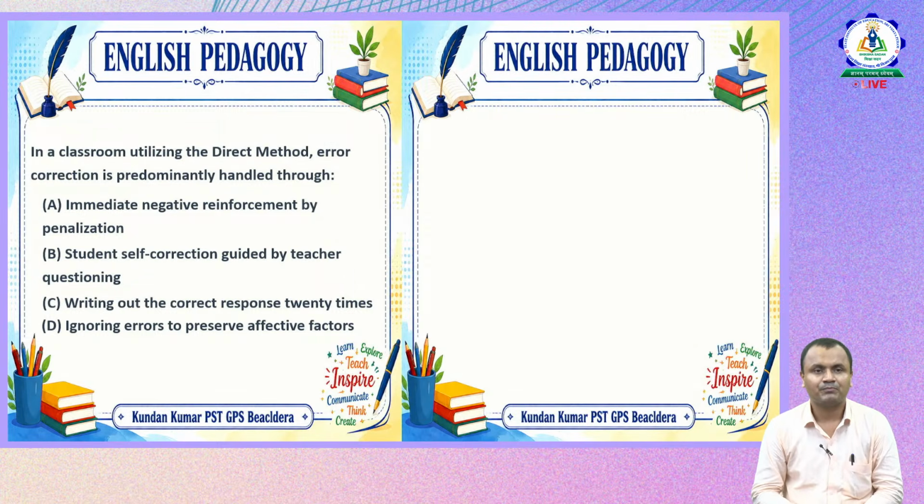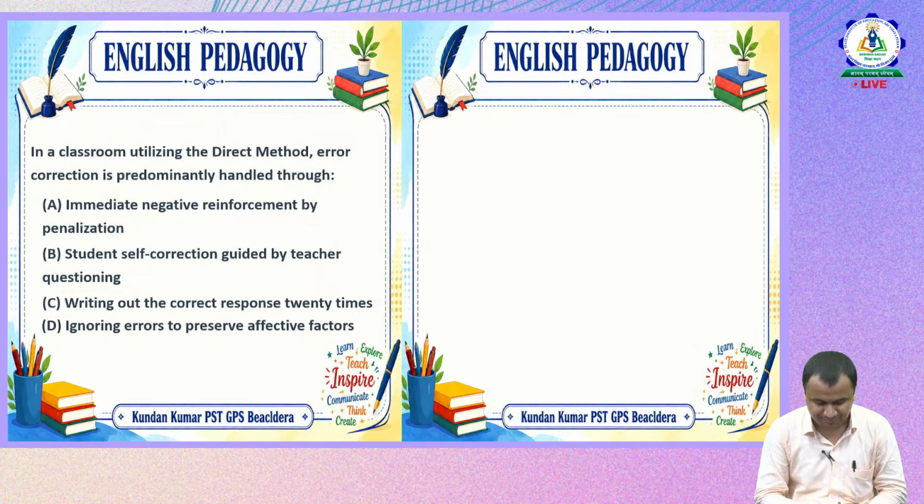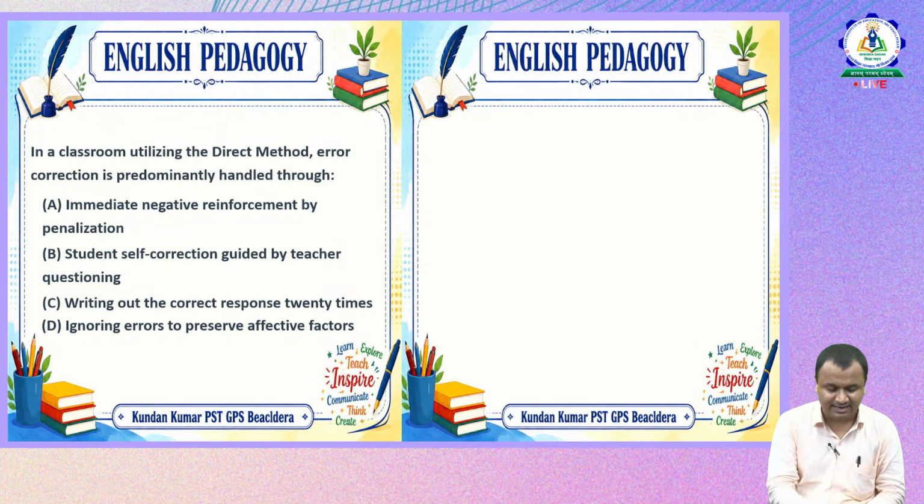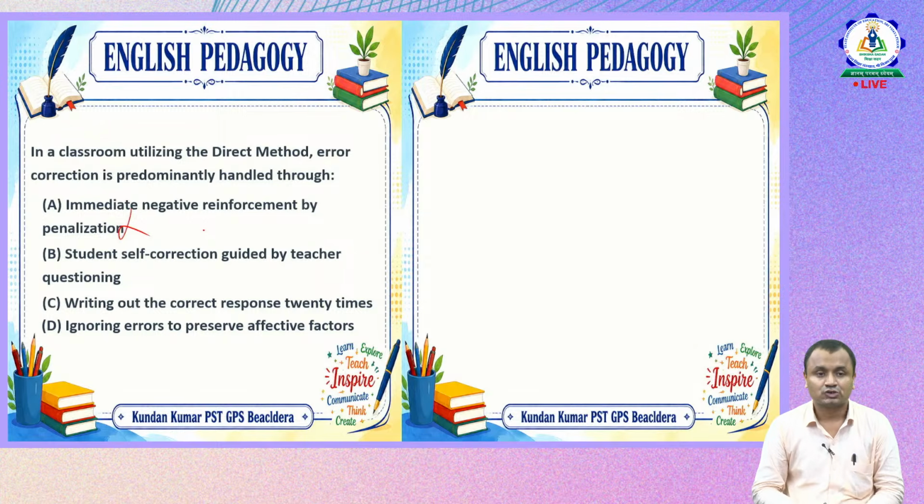In the classroom, utilizing the direct method, error correction is predominantly handled through. How will you do error correction in a classroom where you have to execute the lesson through the direct method? Immediate negative reinforcement by penalization. So will you punish the student immediately? Student self-correction guided by the teacher questioning, maybe. Writing out the correct responses 20 times, it is always wrong. In CTET, repetition, it's always wrong.